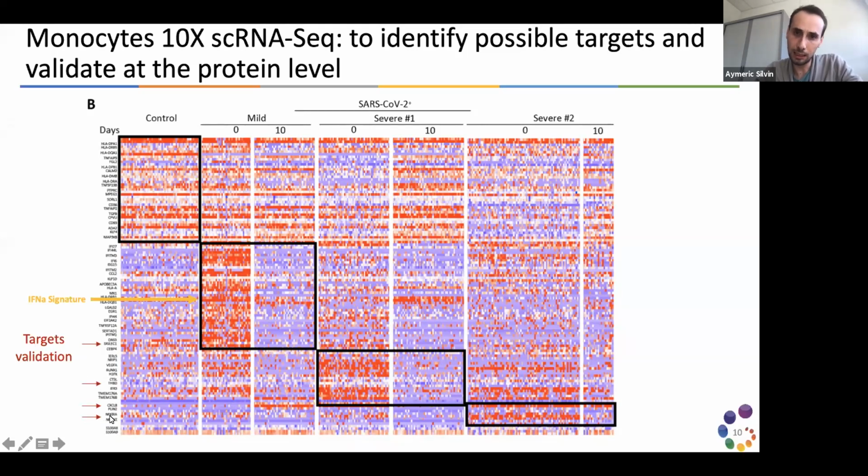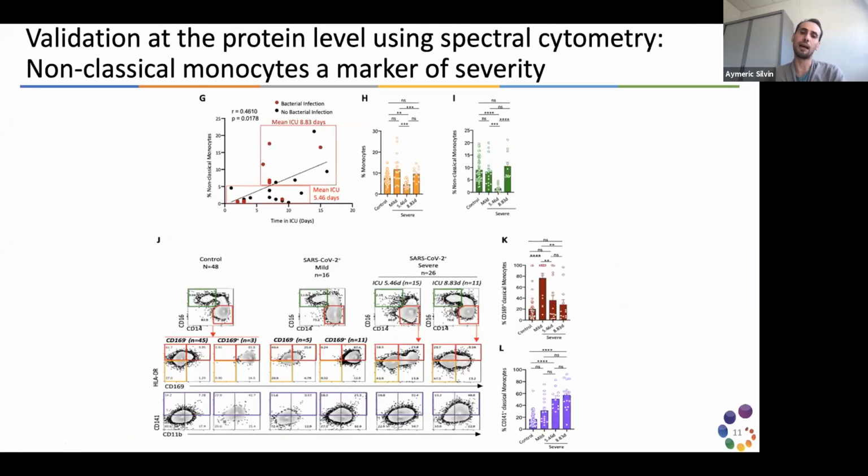And when we checked in severe patients' monocytes, we could observe that they were overexpressing THBD, thrombomodulin, and also CXCL8 and NF-kappa B. And we also tried to validate these targets.